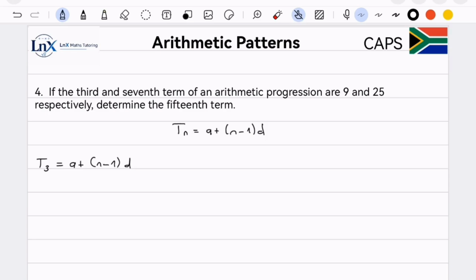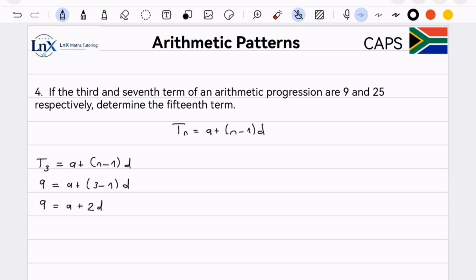So we know our third term is 9, right? And we know n is going to be 3. It's a plus 3 minus 1 multiplied by d. So 3 minus 1 will give you 2, so you end up with a plus 2d, right? So this is basically our first equation from what we know for the third term.